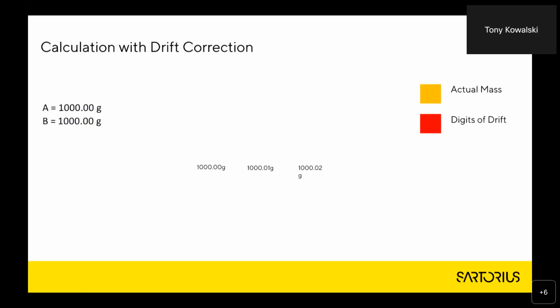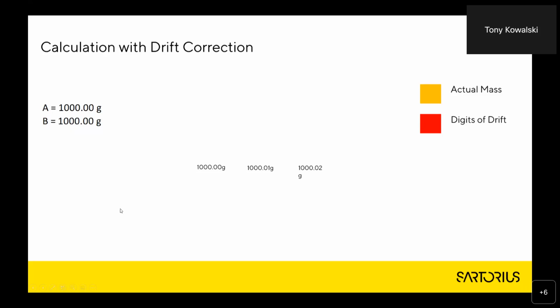So just to make this clearer, I like pictures. I like to be able to see something explained with a picture. So just to explain how drift correction is working with ABA. In this case, we're going to just assume that we have 2 weights that are perfectly 1 kilogram with 2 decimal places.